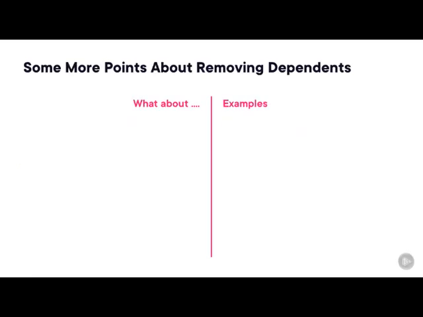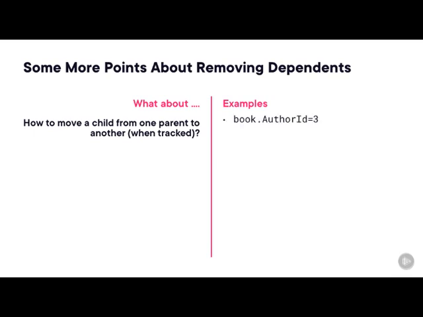There are a few more things I want to make sure you're aware of about removing dependents from a relationship. What if you wanted to move a book from one author to another? The simplest path would be to retrieve the book and change its author ID. But you could also take a book that's attached to one author object and just attach it to another author object, either by moving it into the author's books collection or setting the book's author property to the new author object. EF Core will recognize what happened, and it will update the book in the database with a new author ID.